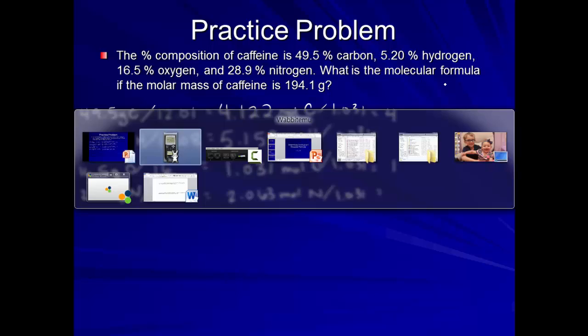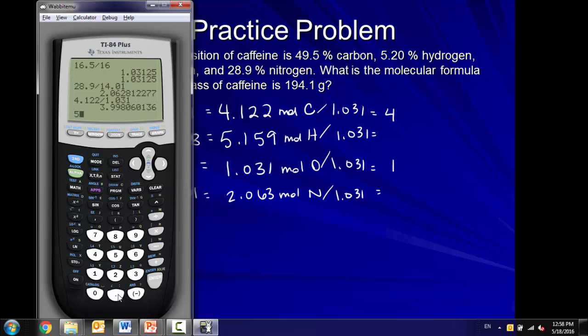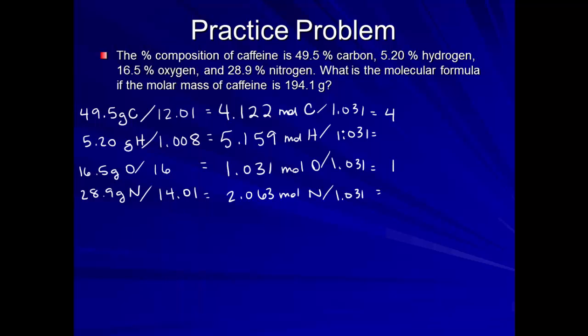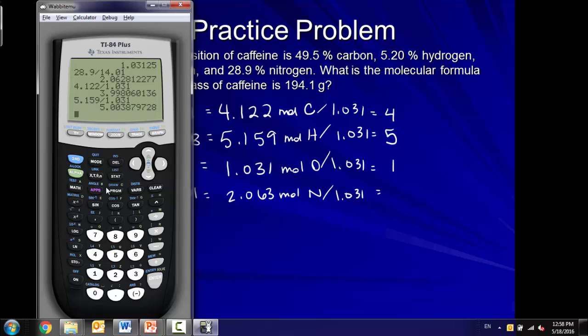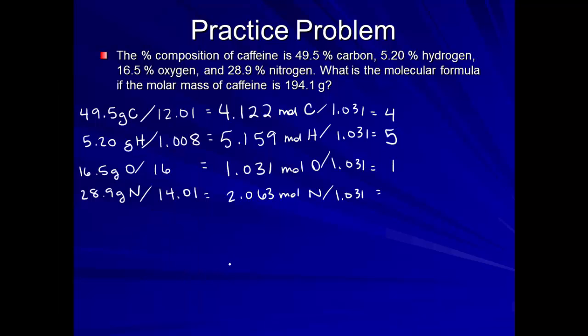Next, hydrogen, 5.159 divided by 1.031. Let's see, 5.00, let's call that 5. That's close enough. Call it 5. And finally, nitrogen, the last one, 2.063 divided by 1.031 is 2.000. We're going to call it 2.